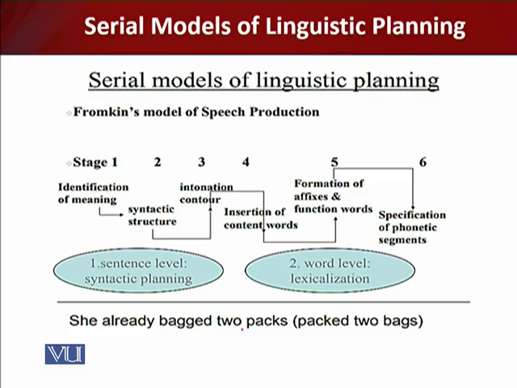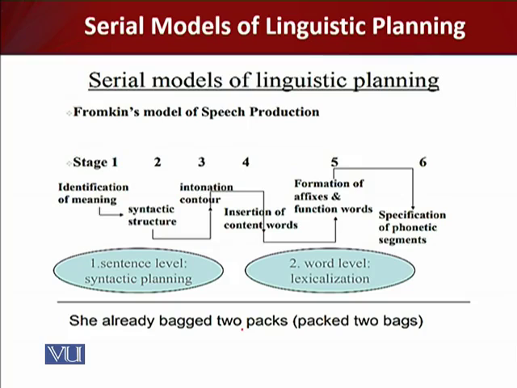At the sentence level, syntactic planning is done, and at the word level, lexicalization is done. Then we have this example: she already bagged 2 packs instead of packed 2 bags. Fromkin's studies have suggested that the process of planning speech can be viewed in all these stages. So this is the 6-stage model of Fromkin, where he has presented the process of speech planning.